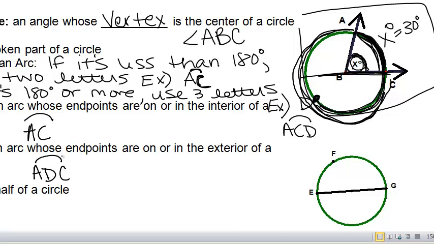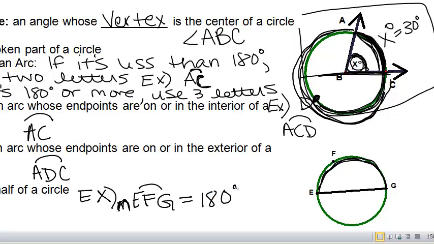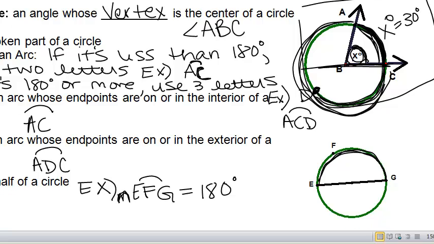And then a semicircle is just half of a circle, and so in the picture to the right, it would be arc EFG. You don't have to have a measure on it, you just know automatically that it's 180 degrees. So when I'm talking about the measure, I'll say little m equals 180 degrees, because it's half a circle, and a full circle would be 360 degrees.